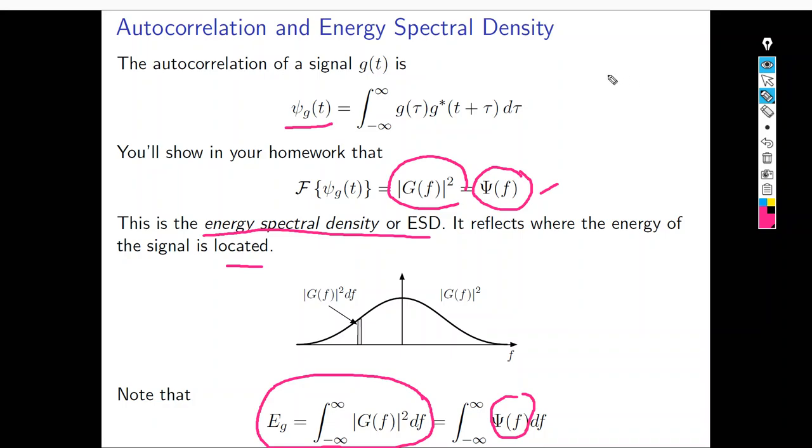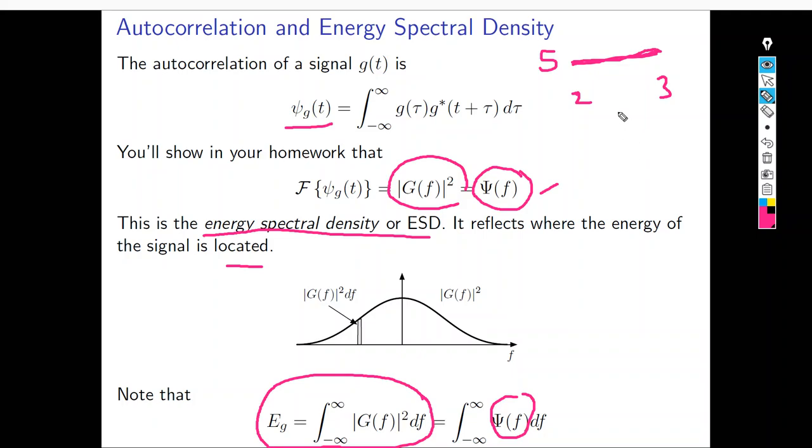Yes? For example, let's say I tell you the energy spectral density of a certain function is 5 over the frequencies from 2 to 3. This is the question. Find the energy of this signal.